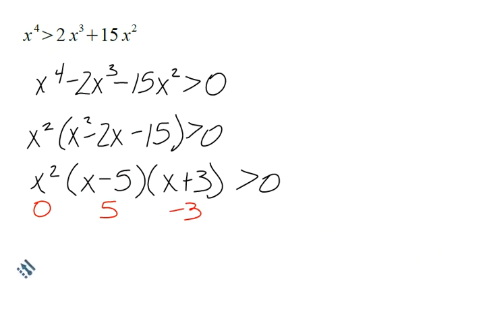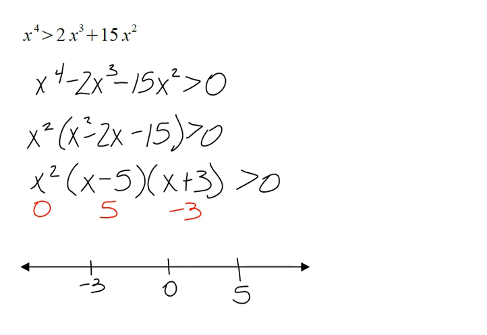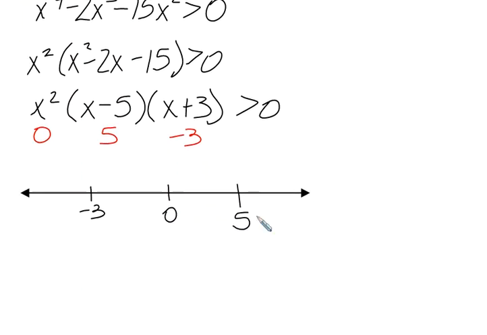At this point, we make a number line. On our number line, we are going to place any key numbers in order from least, in this case negative 3, to greatest, in this case positive 5. Now as we contemplate this problem, we're going to take each region on the number line and consider how it would work in our inequality.